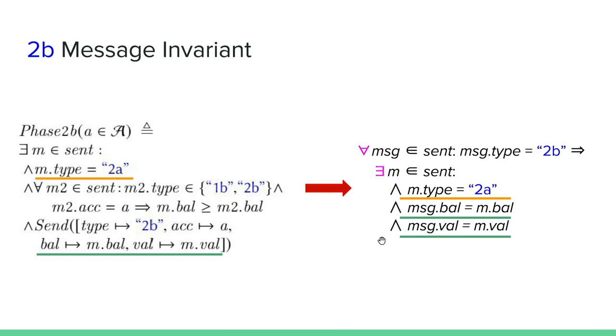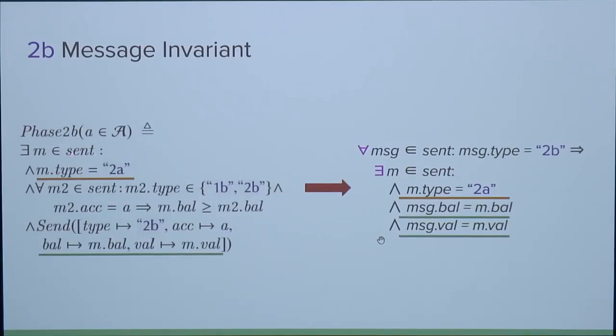So let's see the example. This will be much better. For example, if I have to generate this 2B message invariant, what I'm going to do is take the new message, whichever was generated. In this case, this 2B message.